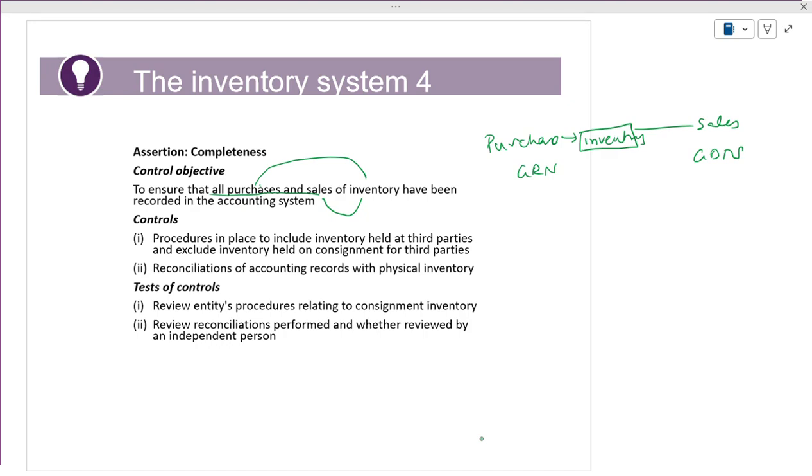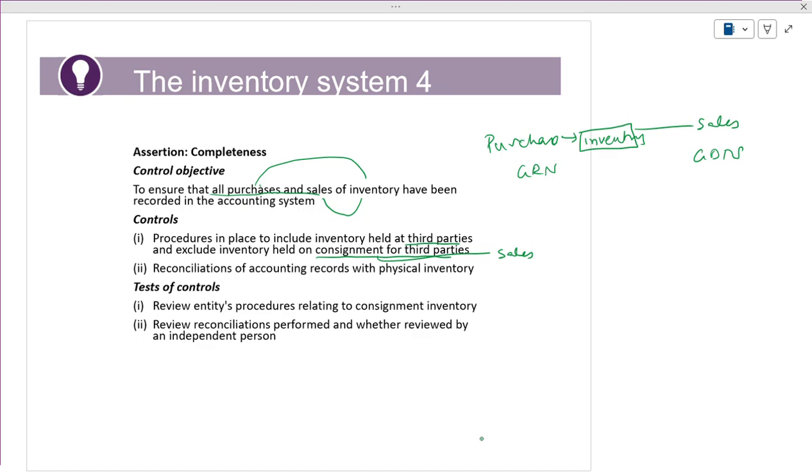Procedures in place to include inventory at third parties, and to exclude inventory held on consignment for third parties. Consignment means, consignment is in terms of what? In terms of sales. Till it has not reached the customer, it is not a sale. Understand the point? Till it has not reached the customer.